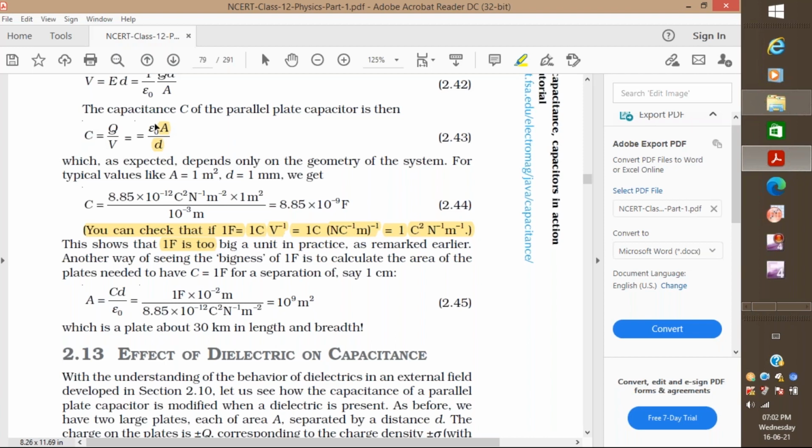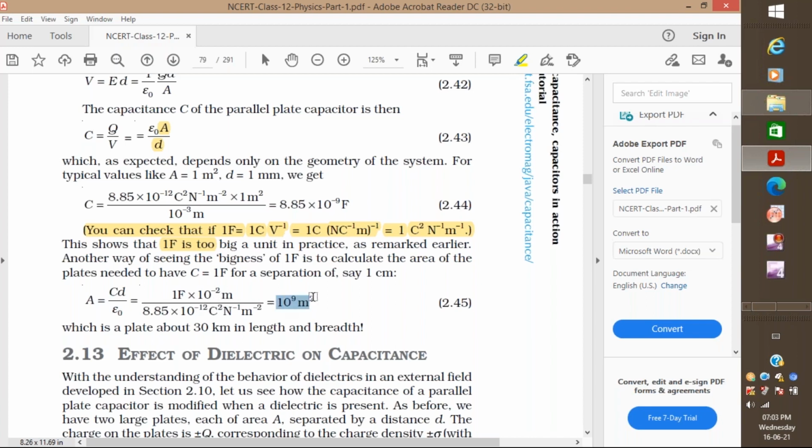So C equals epsilon naught A by d, that is, A equals C d by epsilon naught. If I write C as 1 farad, and put the value of epsilon naught, that is 8.85 times 10 to the power minus 12 coulomb square per newton per meter square, and suppose d is 1 centimeter, some distance of separation between the plates, then the area has to be about 10 to the power 9 meter square. See how large this area will be.